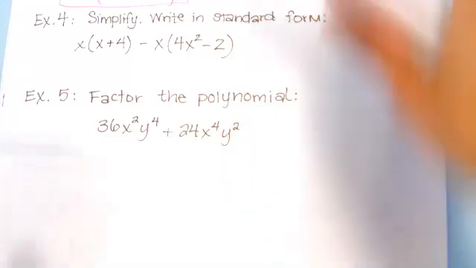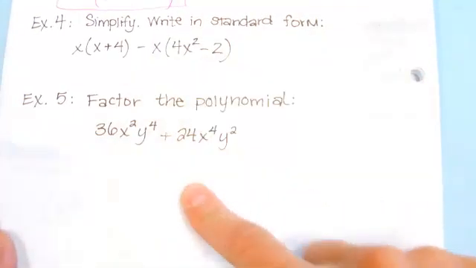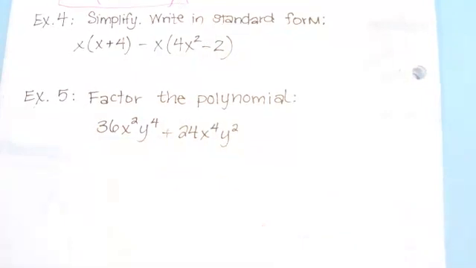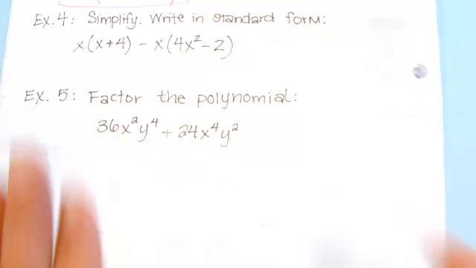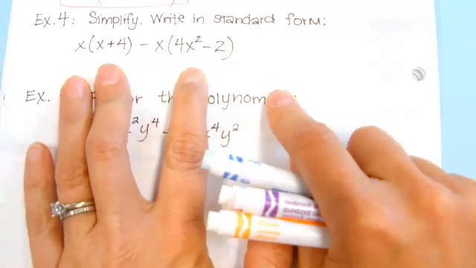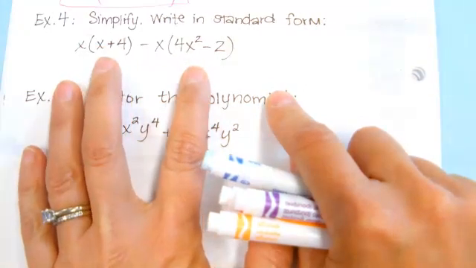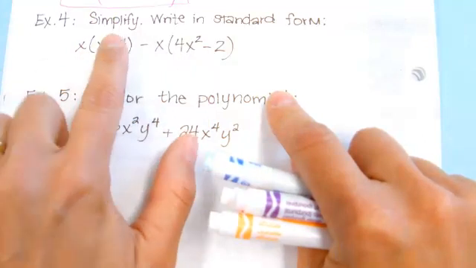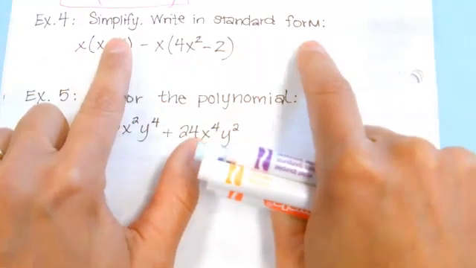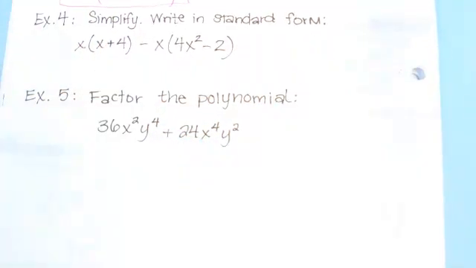Okay, so the second part of simplifying polynomials and factoring them. Let's say now on this one, we're going to ramp it up. Now we've got two sets of parentheses and it says simplify, write in standard form. So the first thing you want to do when you're trying to simplify, if there's parentheses, is distribute and get rid of them, okay?